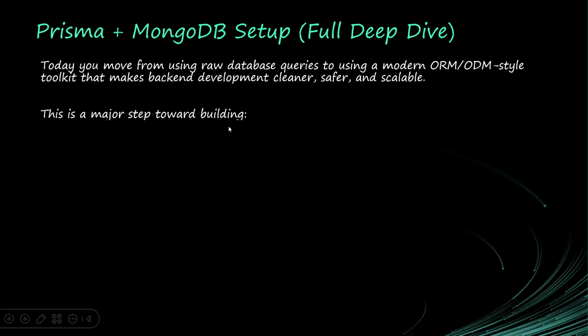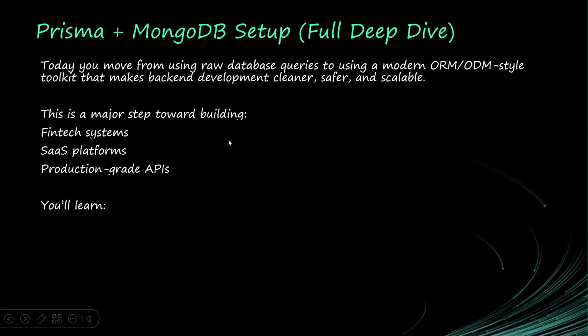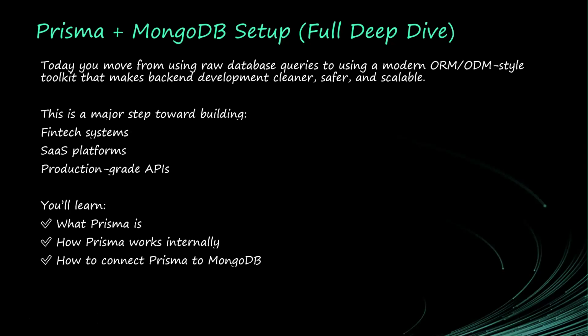Okay, so this is a major step towards building fintech systems, SaaS platforms, production grade. If you're building such applications, using Prisma actually makes life easier for you. So you're going to learn what Prisma is, how Prisma works internally, how to connect Prisma to MongoDB, and then how to create schemas, schema modeling. Then we'll be building a user model properly. With the way we are going to build this user model, you can actually build any model at all. You're also going to understand what a model is.